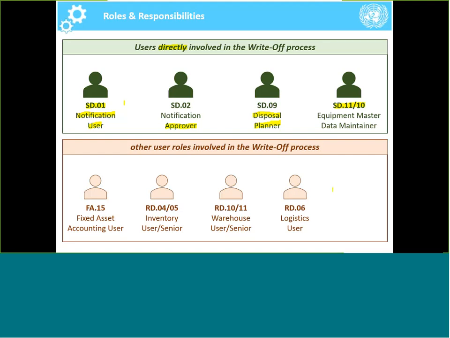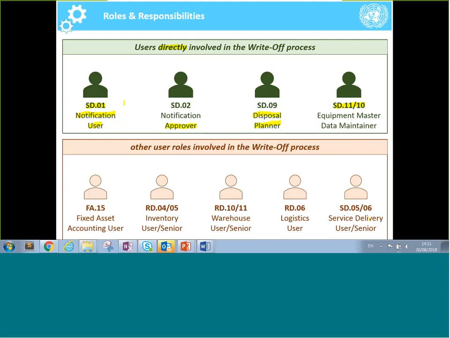There might be other user roles involved, like, for example, logistics users or the service delivery user and service delivery senior user. So, for example, if the disposal method is sale or donation, these two roles are going to be involved to issue out from stock and eventually sell or donate the equipment to a different entity. So the logistics user and the service delivery user are going to be involved in case the disposal method is sale or donation. Okay, so here you have the main roles involved in the write-off and the disposal process.